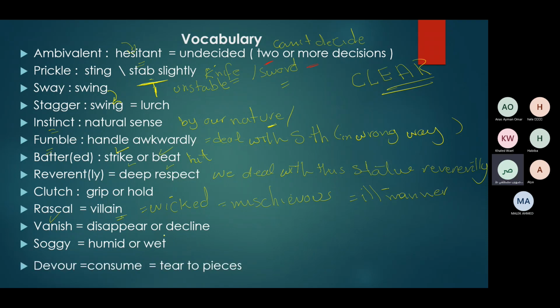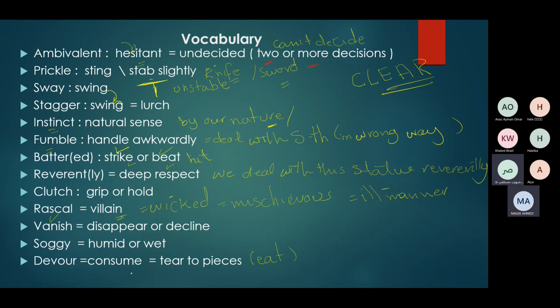Is there anything? The last word, devour. Devour is related to the word eat. If somebody is very hungry and eating everything in front of him, the meal, you can describe him as devouring the meal. Mister, I can't understand the meaning of rascal.